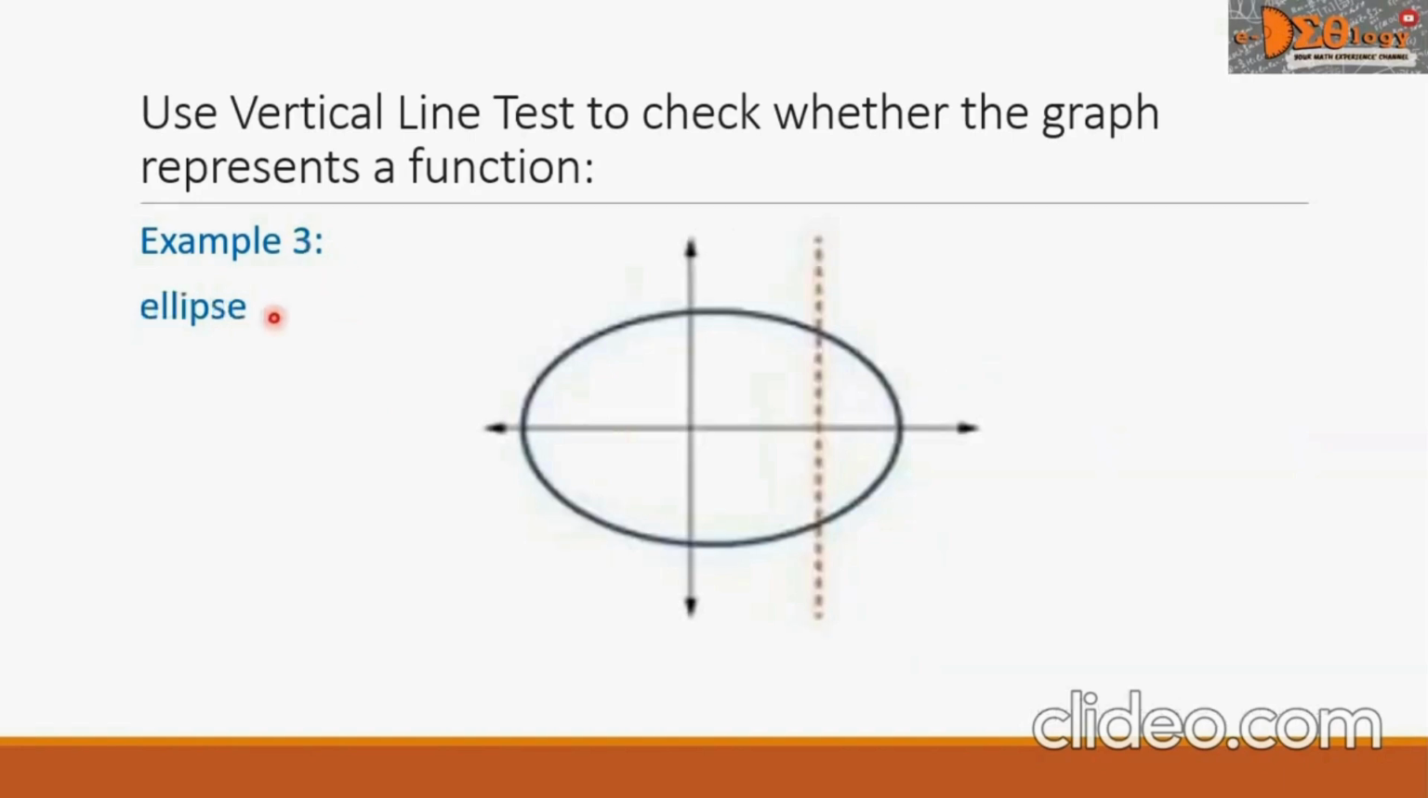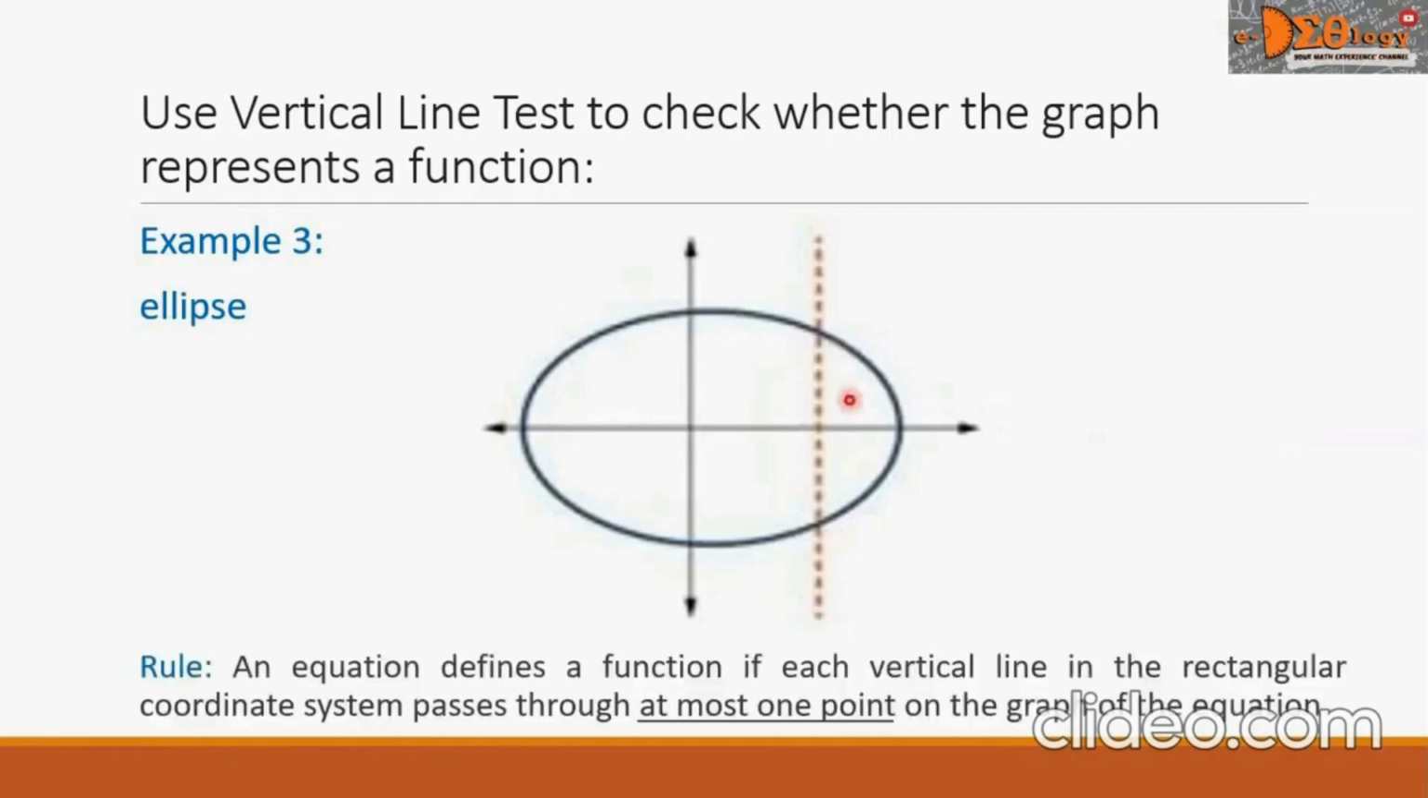Example 3 is an ellipse, and we draw one vertical line here. We can see that this line touches the ellipse in 2 points, and because of that we will say that this graph does not define a function. This is our final answer.